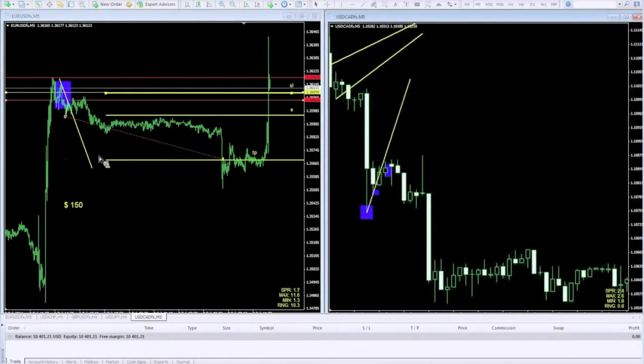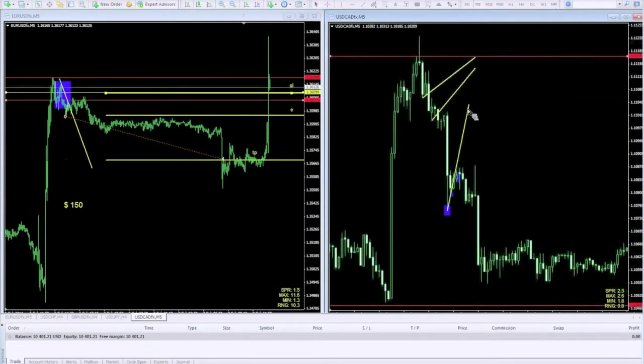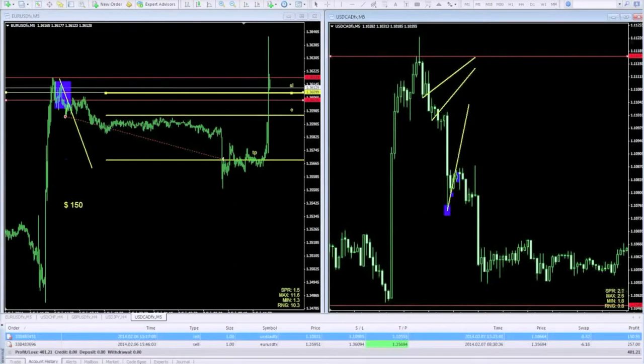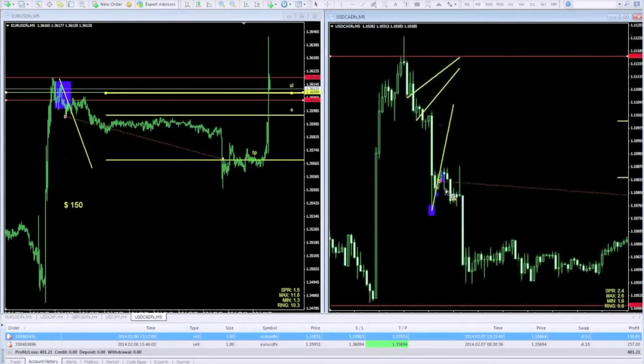Now this chart was up quite a bit in profit, the dollar CAD. Let me zoom in a little bit. You know what? Let me go to account history and pick the entry on the dollar CAD. This was our entry on the dollar CAD here. Again, this entry was on a 5-minute chart, but our targets were from the higher time frame.